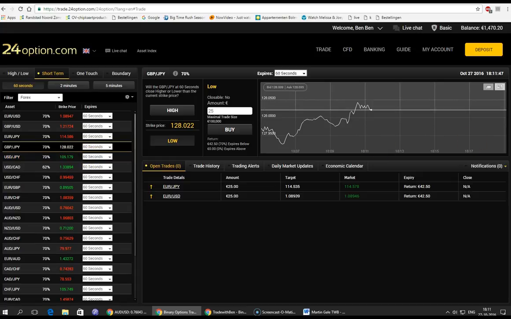Let's see what's happening. So it is near the resistance level. I'm seeing on my chart that the GBP and the Japanese yen is at the resistance level, but it's going quite down already. So I don't know what's going on with the trend. We have to check that out. But let's see for other trades what's going to happen.